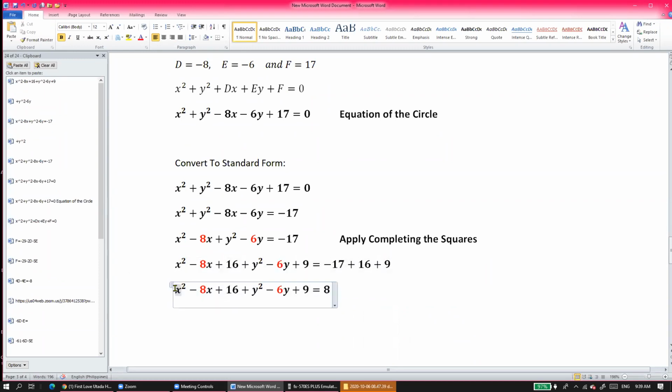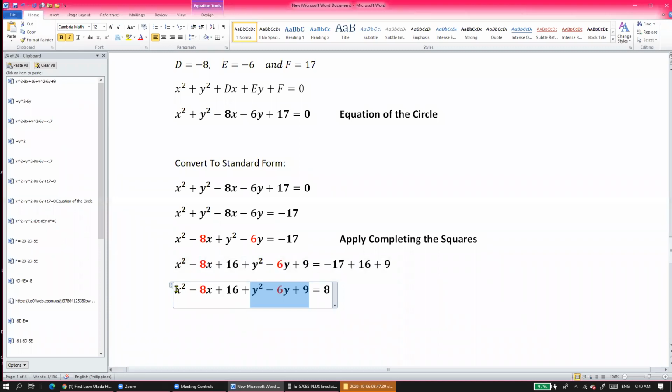Given these three terms, this is actually a trinomial. Definitely, from our given equation, we can form two perfect square trinomials. The first is x square minus 8x plus 16, and the second is y square minus 6y plus 9. Class, since we are in conic sections, you need to review special products and factoring, the perfect square trinomials and square of binomials you learned in junior high school.